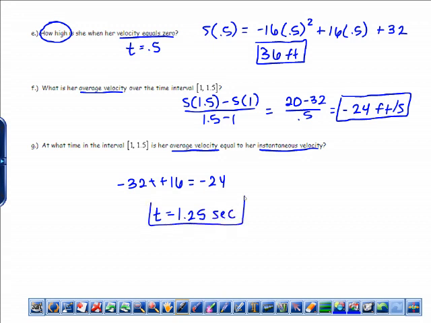Okay, so this is just one application of when you would need to do derivatives. There are many. Bring your questions to class.